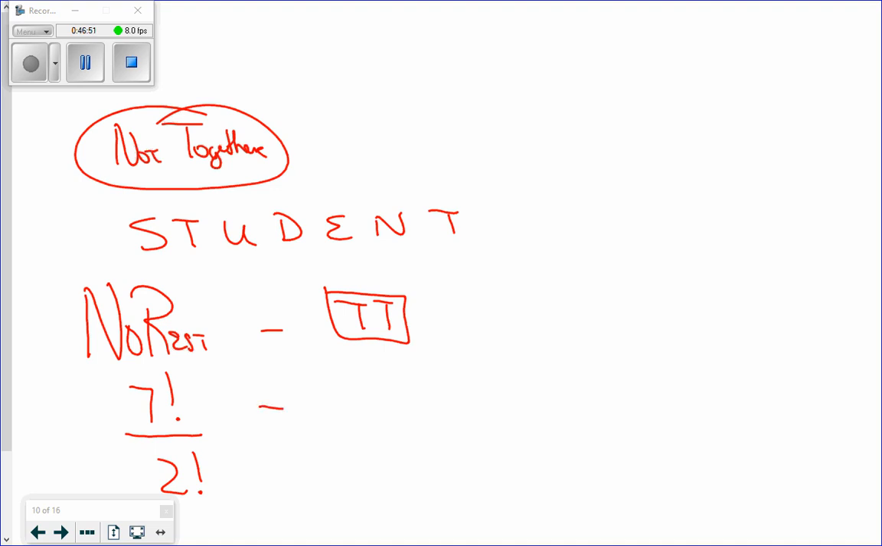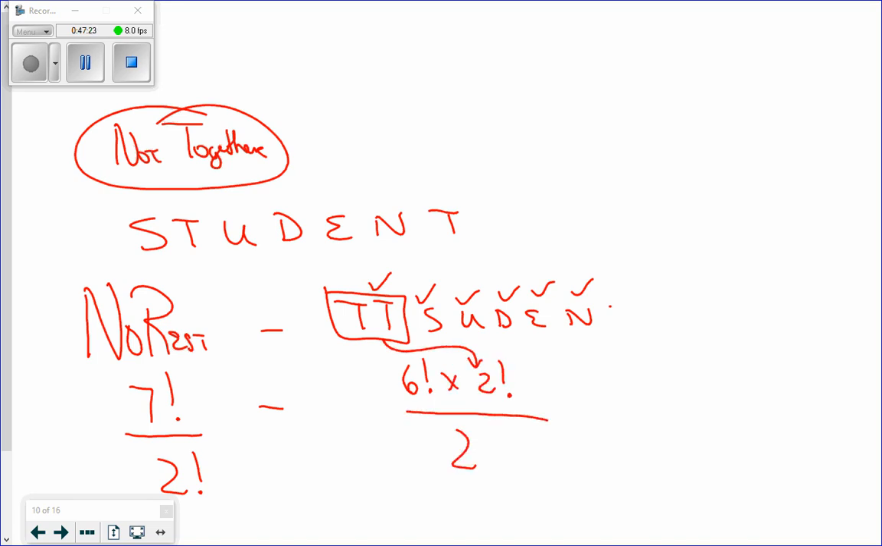Minus. Okay, let's duct tape those 2 T's together, because this is the opposite now. Okay, so you've duct taped the 2 T's because it's no restrictions minus the opposite. The opposite would be the 2 T's are together. So what is your new total? So we go 6 factorial times 2 factorial, but you still have to divide by the repeats. Remember, the repeats doesn't change. No matter what's going on in the question, you always have the repeats on the bottom. So you would plug this monstrosity into your calculator, and you should get out the right answer.